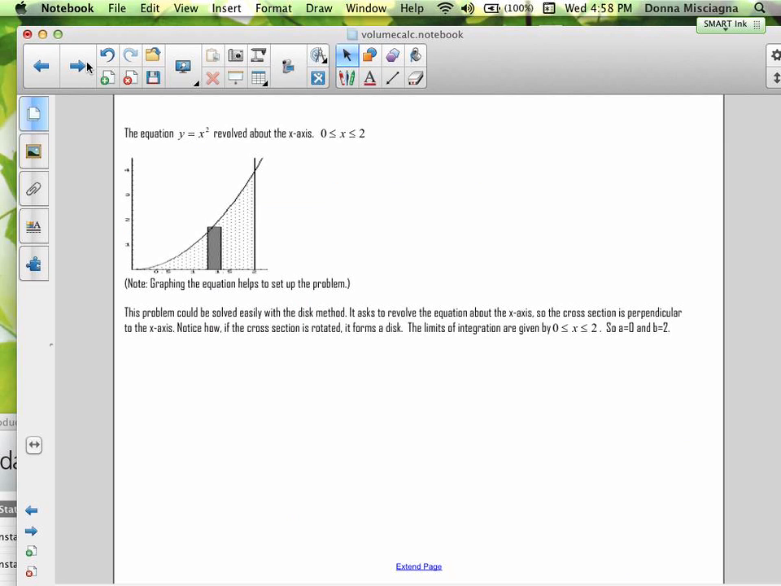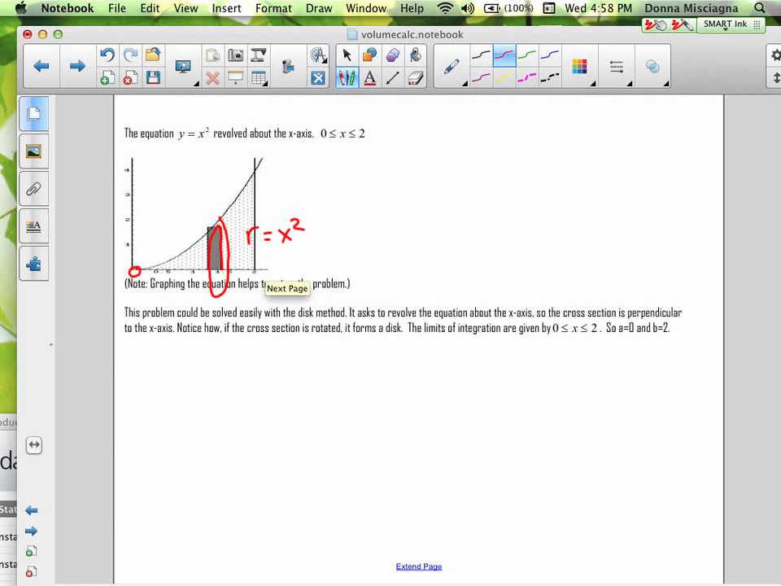All right, here we have the equation y equals x squared revolved about the x-axis. So here we have to graph it first. I don't care about the negative side, so I've got half a curve. This is just showing you our disk here, so of course it's going to rotate like that. This will be the radius, so the radius is just the distance between the x-axis and the function there. So my radius is x squared. We've already been told we're evaluating it from 0 to 2, so we already know the interval here.